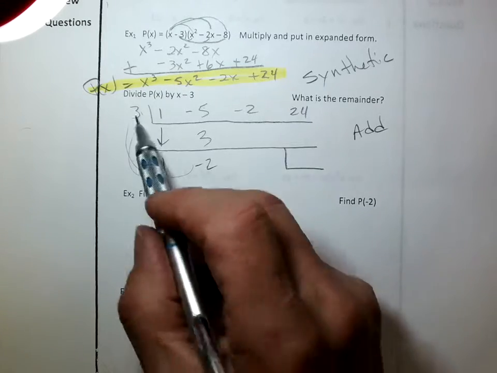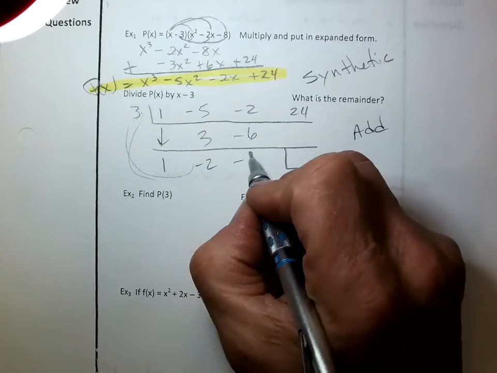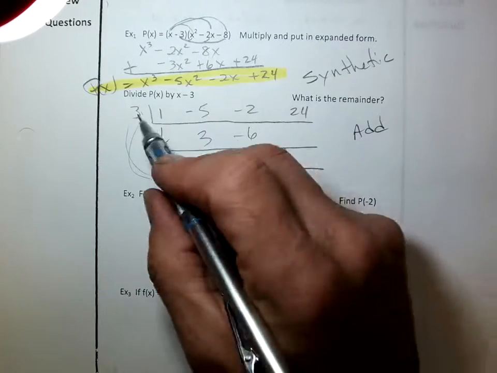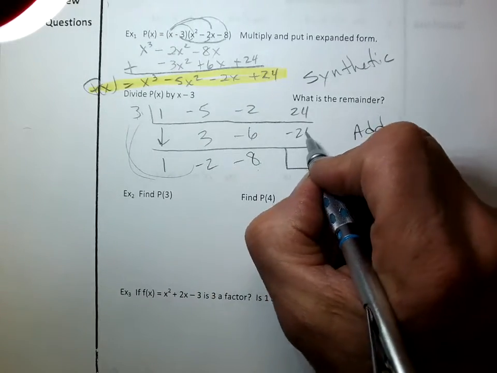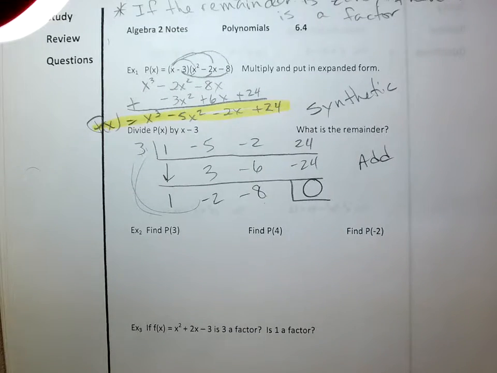Yeah. Negative 2 times 3 is a negative 6. Negative 2 plus negative 6 is a negative 8. Negative 8 times 3 is a negative 24. And the remainder is 0. It is 0. But I already knew that. You know why I knew that? How did I know the remainder is going to be 0 right off the bat?